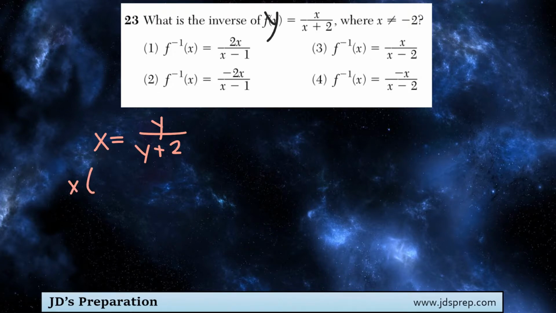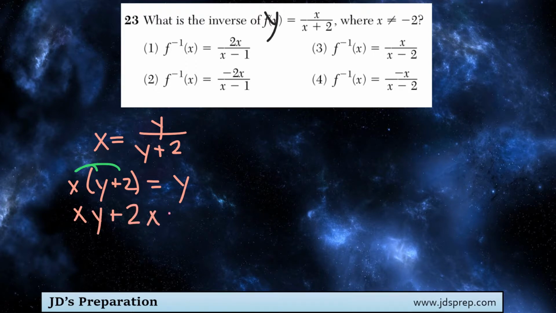So we'd have x multiplied by y plus 2 on the left, and then all that would be remaining on the right-hand side is y. Okay, next we can get rid of these brackets by expanding here, and then we would have xy plus 2x is equal to y.